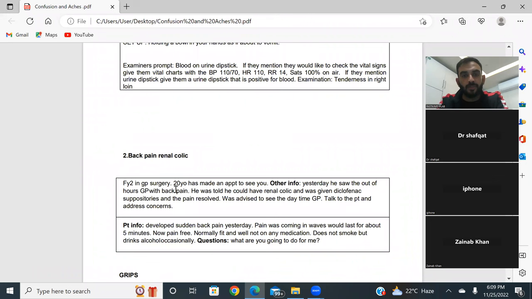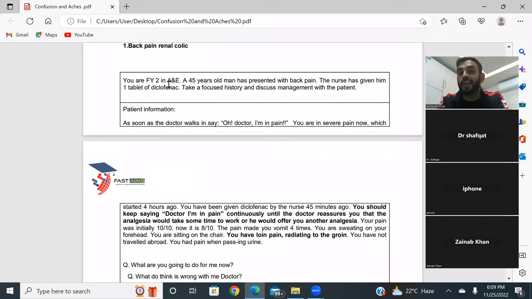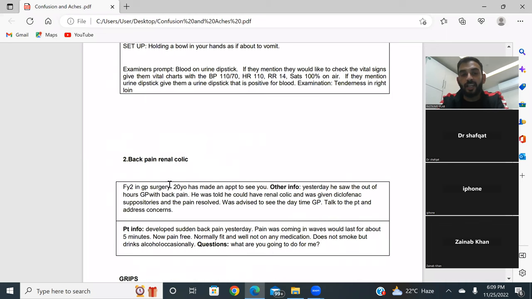You are in GP surgery, and this is where you are. This is where you are in emergency. And this is where you are in GP surgery. The patient made an appointment to see you. Yesterday, he saw the GP with back pain. He was told he could have renal colic. He was given a diclofenac suppository. The pain resolved. He was advised to see the GP. He made an appointment. He's not in pain. The other one is in pain, and in the emergency, he's with the GP.